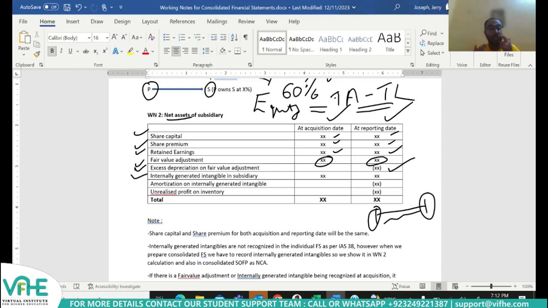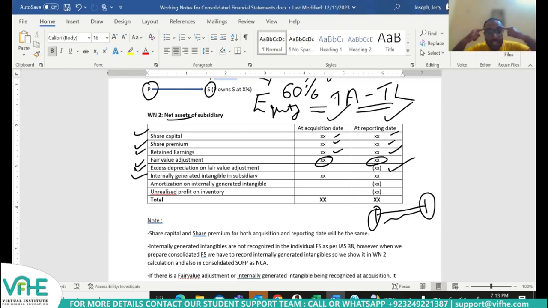Also, it should meet the definition of an asset. What is the definition of an asset? Cost should be reliably measured, and it is probable that benefits flow to the entity. Yes, benefits might flow to the entity, but we cannot recognize a cost here. Why? Because it's internally generated, there is no cash outflow happening. So in individual financial statements, we do not recognize the internally generated intangible.